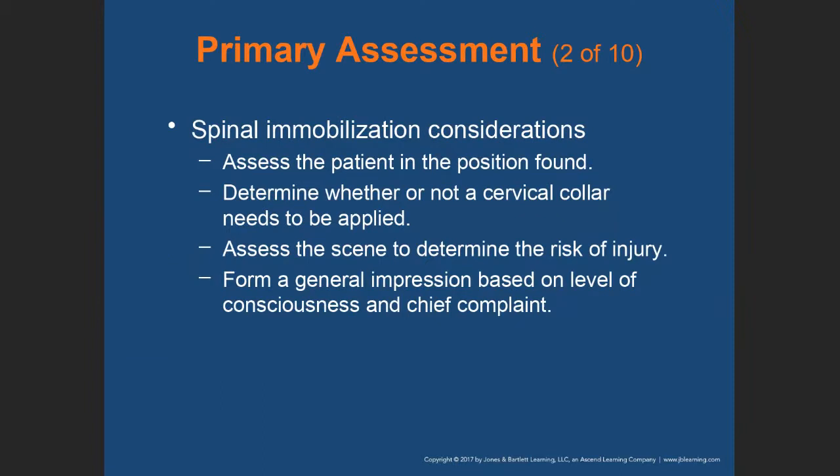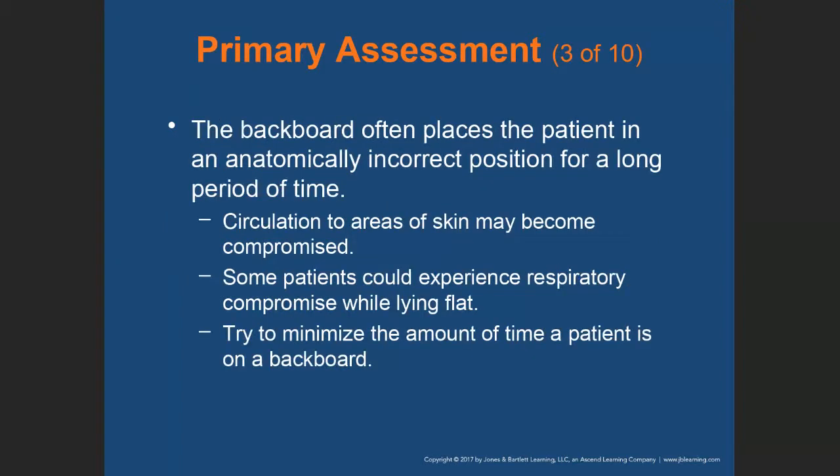Spinal motion restriction consideration. Assess the patient in the position found. Always try to communicate with the patient with the head in a neutral position. That's how we're going to approach them, so that they don't look to the right, look to the left, or look over, right? Try to approach them in the line of vision. Determine whether or not a cervical collar needs to be applied. Assess the scene to determine the risk of injury. Form a general impression based on the level of consciousness and chief complaint.